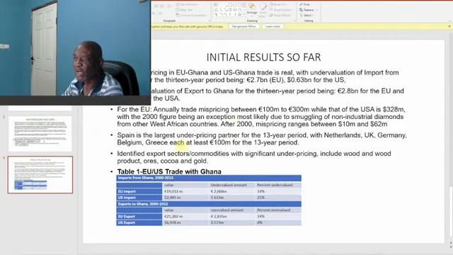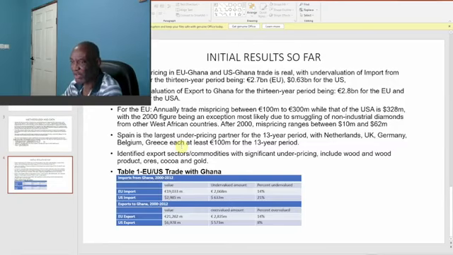For the EU, annual trade mispricing is between 100 million euros to 300 million euros, while that of the US is $328 million. Spain is the largest underpricing partner for the 30-year period, with the Netherlands, UK, Belgium, Greece, each at 100 million for the 30-year period. Identified export sectors, commodities with significant underpricing include wood products, ore, cocoa, and gold.